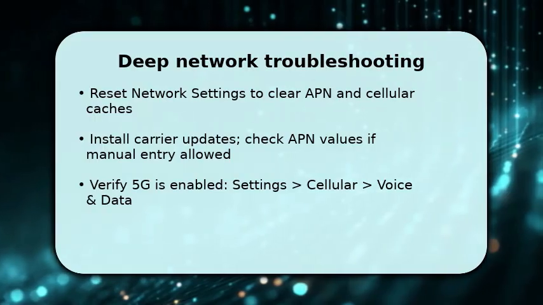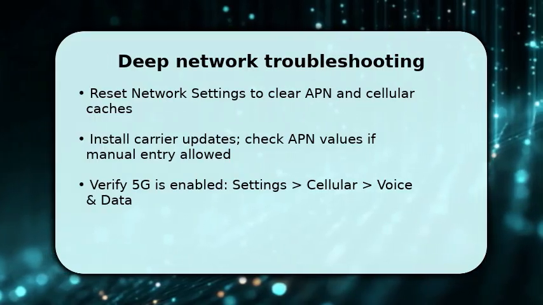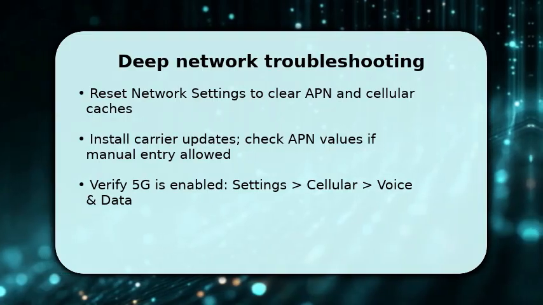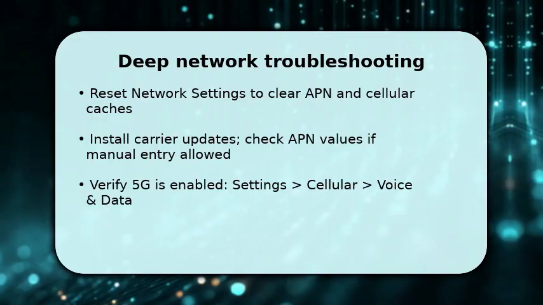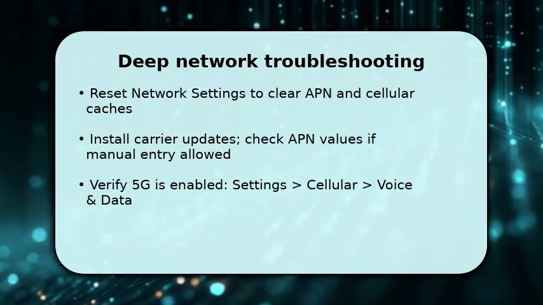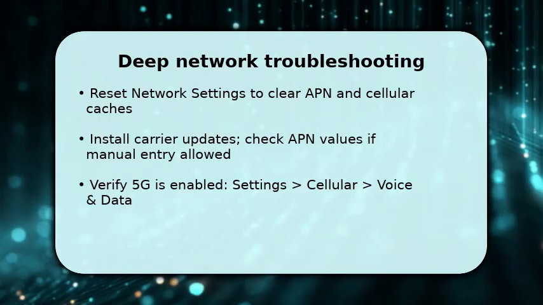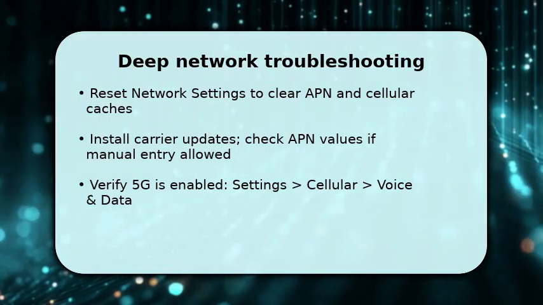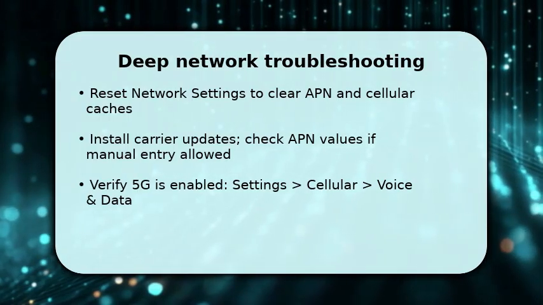This clears cached APN and cellular data that can block 5G registration. After the reset, immediately check settings for any carrier updates and re-enter APN values only if your carrier requires manual input. Improper APN can force LTE.